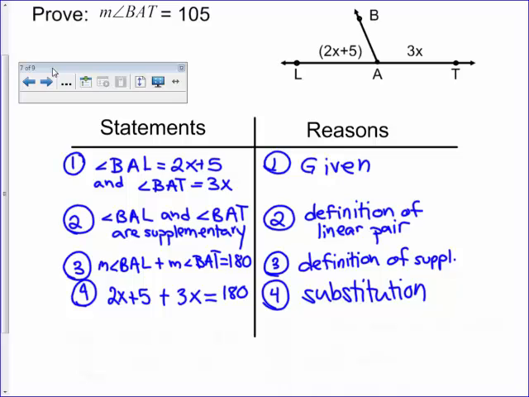Now, for this one, we said it was substitution because we said BAL was 2x plus 5. Well, here's BAL in statement number 3, so we're replacing that with 2x plus 5. Then we said that BAT was 3x. Well, here's BAT right here in statement 3. Here's 3x. We're replacing it then. And I just remind you guys, every time you go from letters to numbers, you're pretty much substituting in those numbers for what you're given. So when you go from geometry to algebra, a lot of the times that's what the reason is.